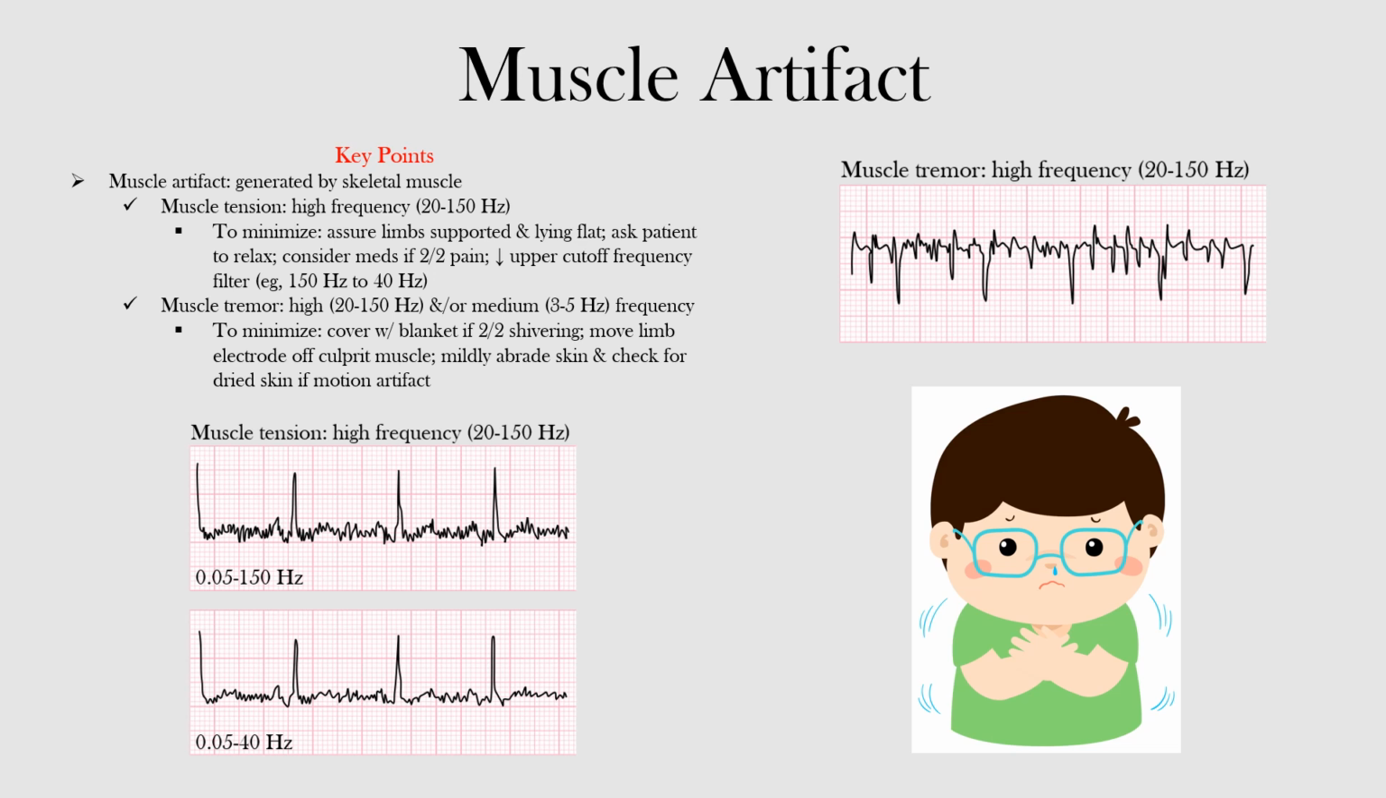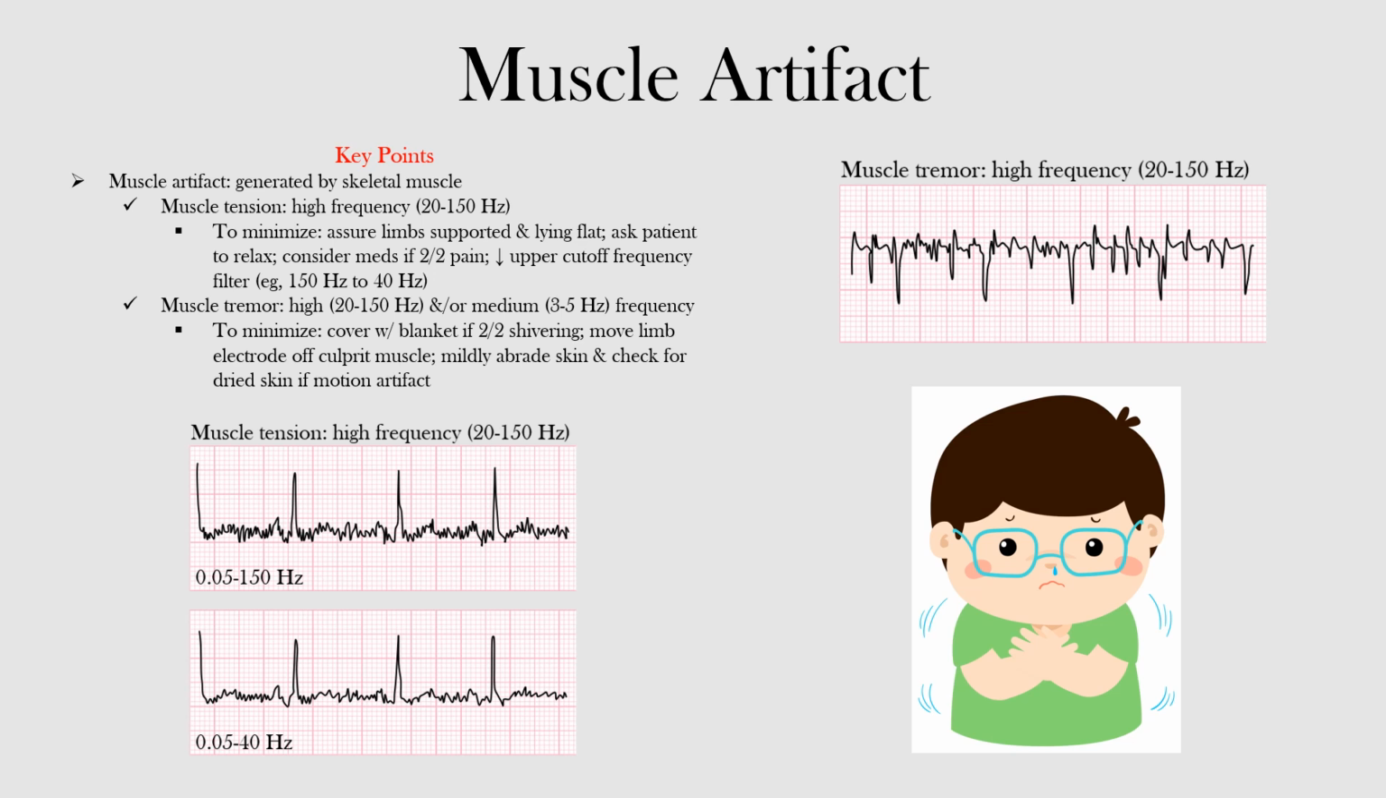Skin prep does not help as it would with motion artifact, but there are some other techniques that can help us with this sort of artifact. Let's first look at muscle tension, which is a high frequency artifact between 20 and 150 hertz. Notice that you can still make out regular P waves and QRS complexes despite the abnormal irregular waveform.